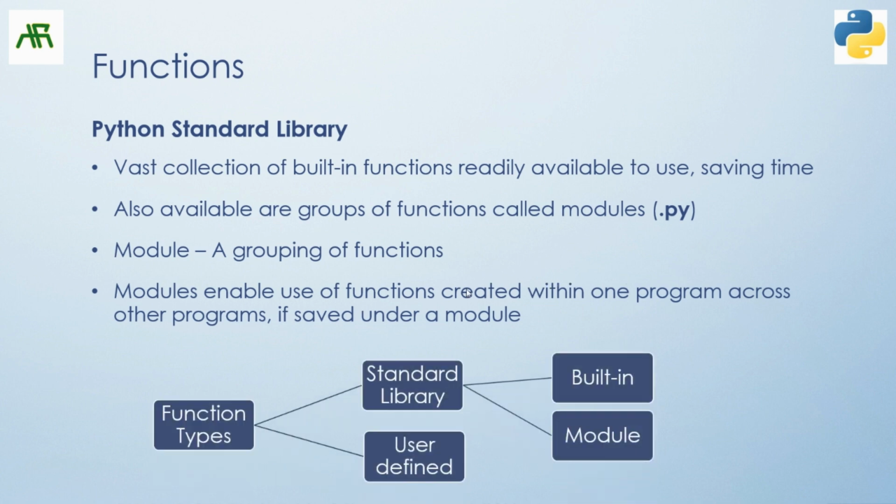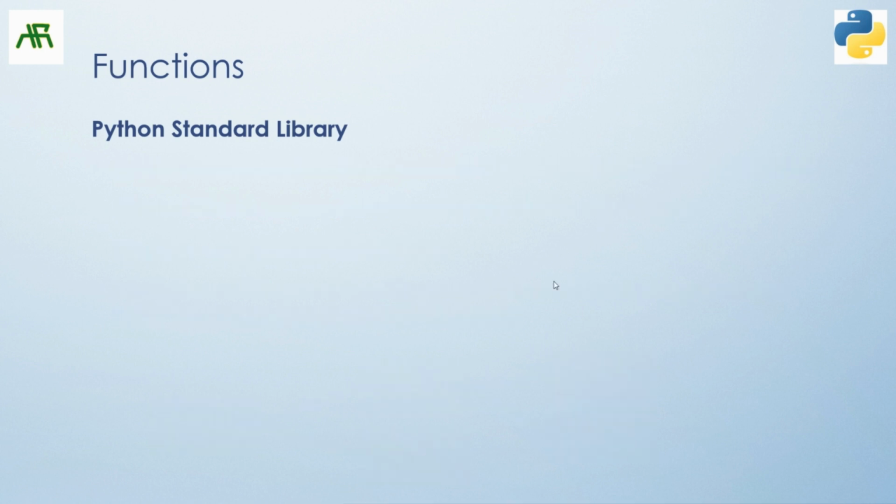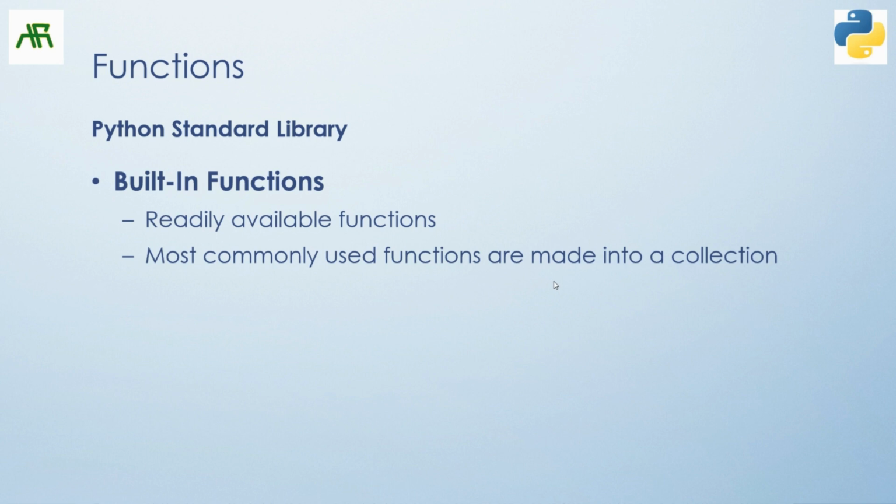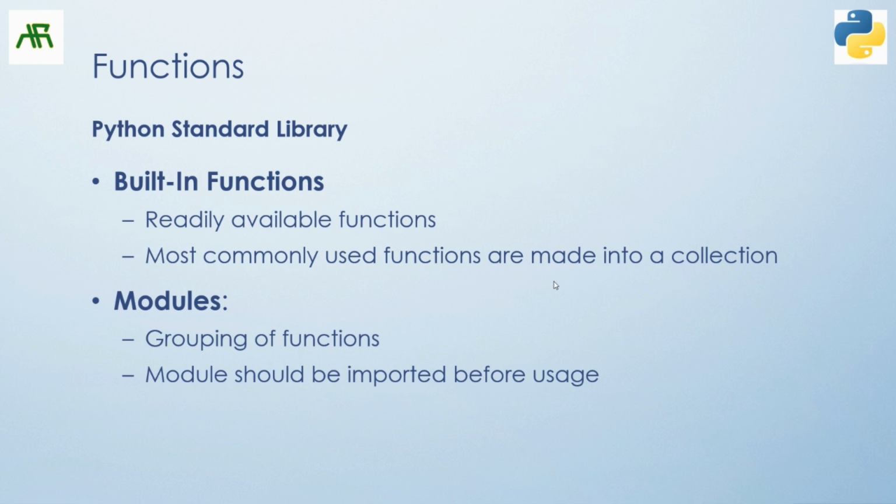This is a typical list of function types within Python. We have standard library and user-defined functions. Under standard library, you have built-in functions and modules, that is a collection of functions. Built-in functions are readily available functions. Most commonly used functions are made into a collection, related functions typically. And modules are a group of functions stored as one module, and it should be imported before usage.